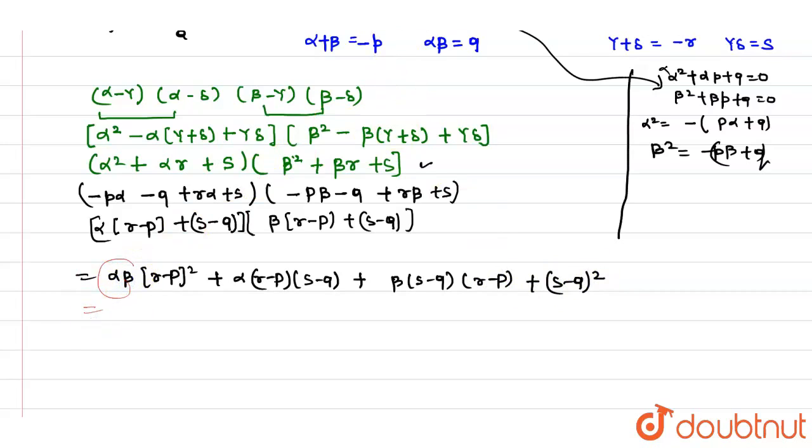Now I know the value of alpha beta, that is q. Put over here q times r minus p whole square. I took this both common, then it is plus. Let me write it once again. r minus p, s minus q, alpha plus beta. The value of alpha plus beta is minus p, right over here, plus s minus q whole square, right?